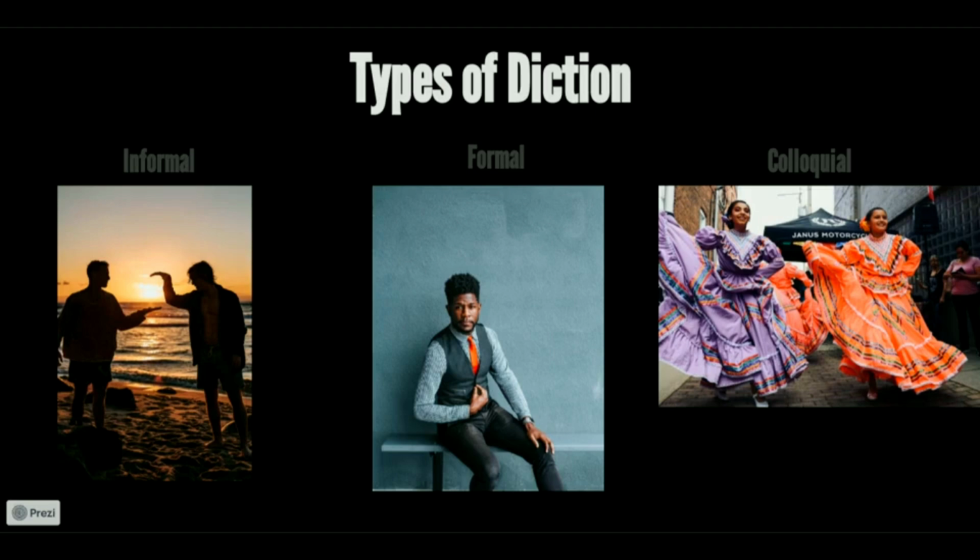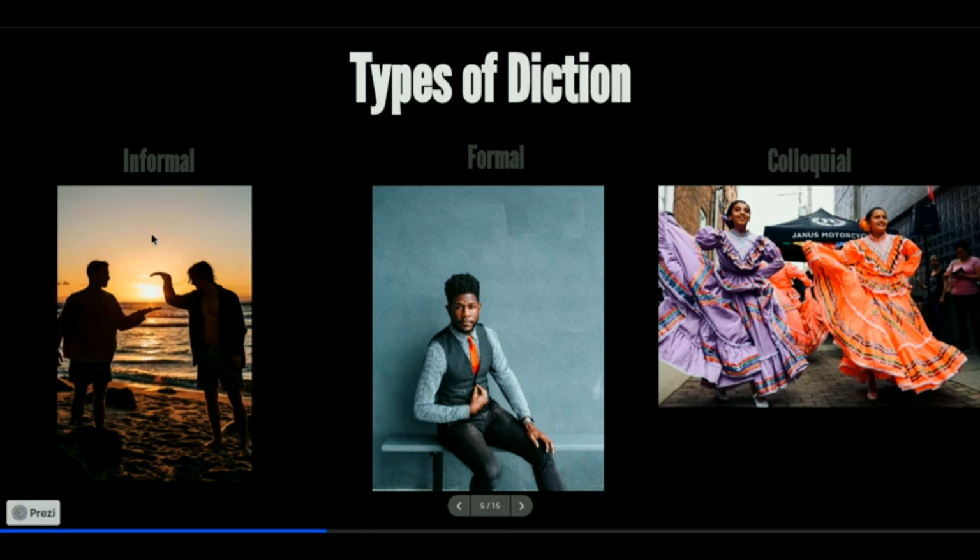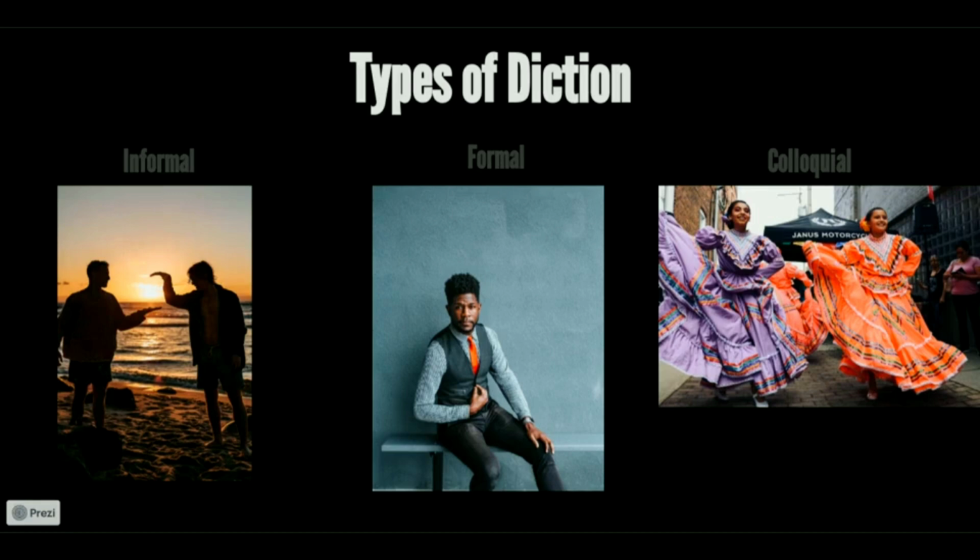So we have, first of all, informal diction. That's the kind of language we use when we talk to friends or family, or if you're writing a letter to somebody that you know, or sending a text message. It's basically just conversational tone, okay? Just casual conversation. You can say pretty much anything. That's what informal diction is.